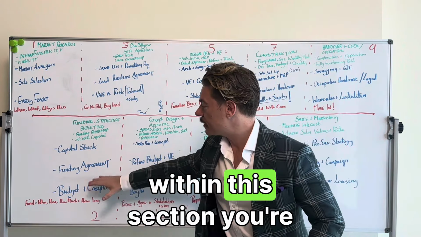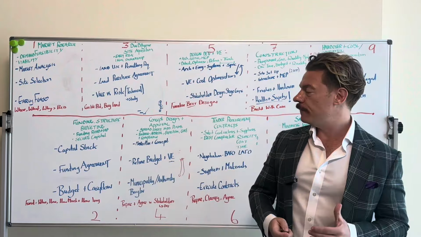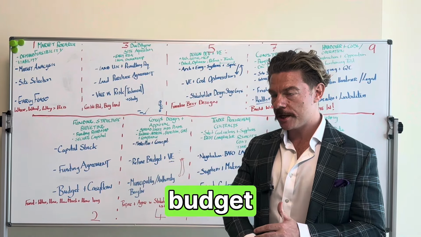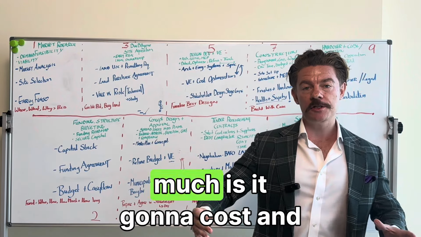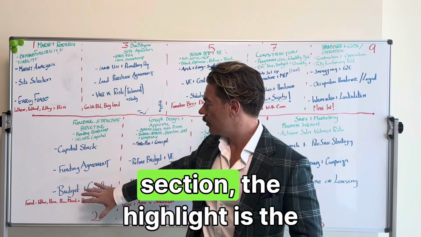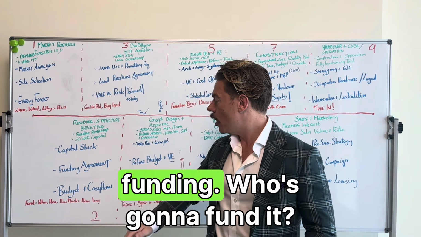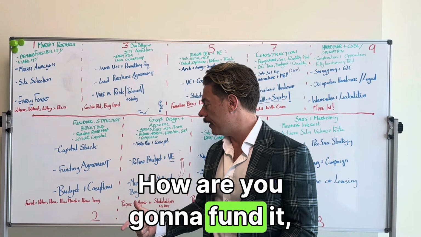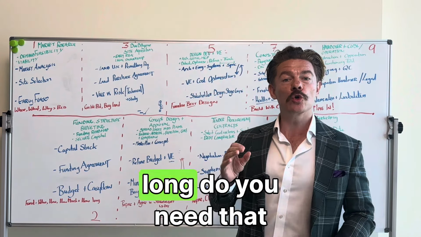And of course, within this section, you're going to have an overview of your high-level budget and your cash flow. So how much is it going to cost and how long are you going to need that money for? So in this section, the highlight is the funding. Who's going to fund it? How are you going to fund it? How much do you need? How long do you need that money for?